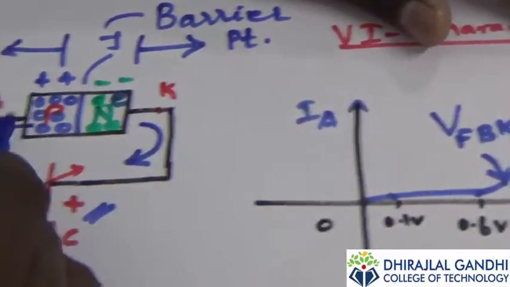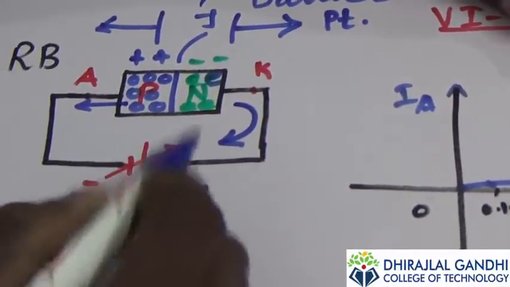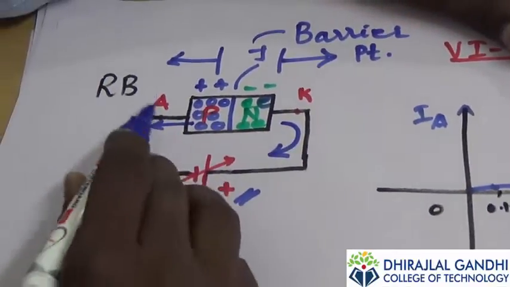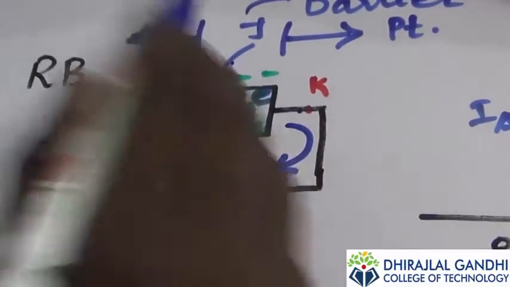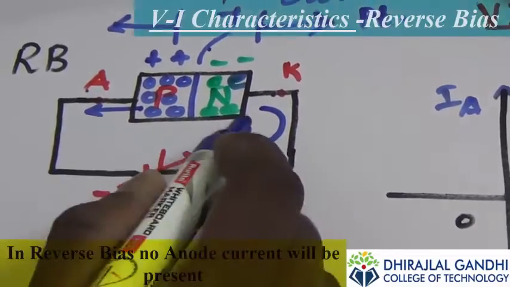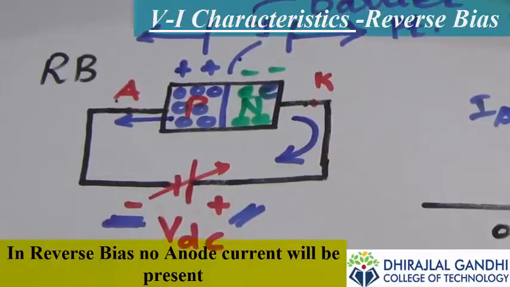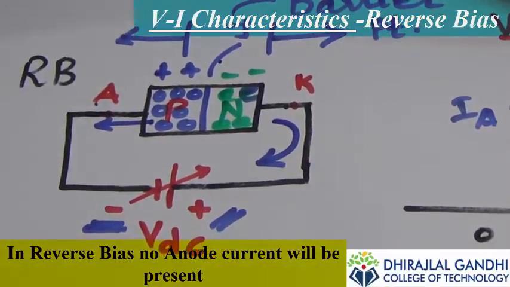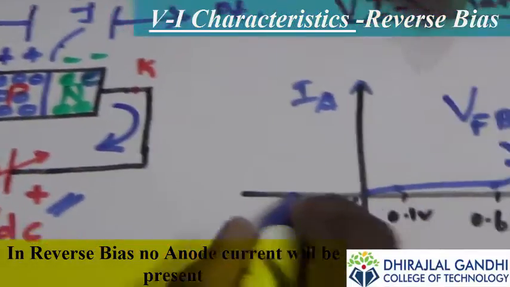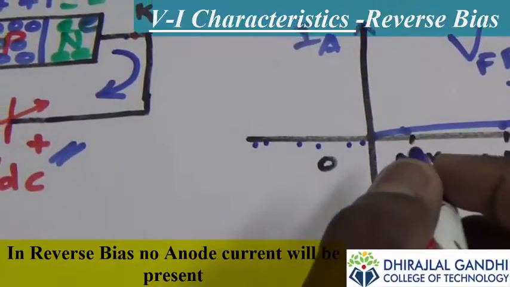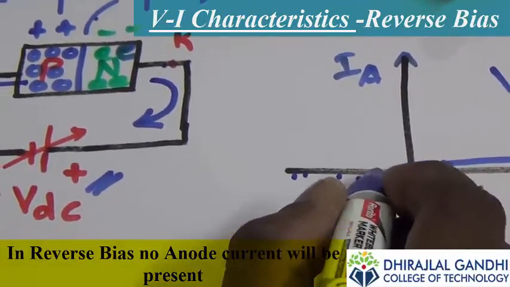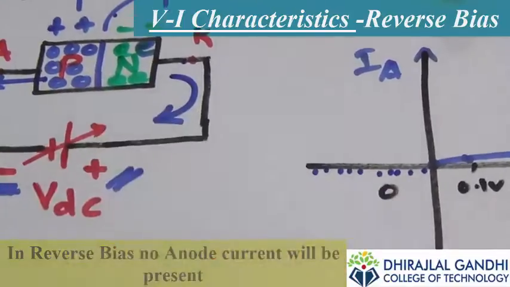So here no current flows. In this case no current flows from anode to cathode. The junction fully blocks the current in the device. Therefore no anode current is present in the diode.